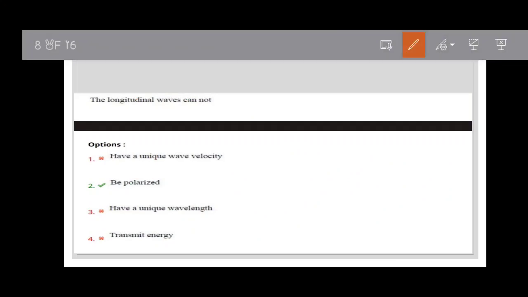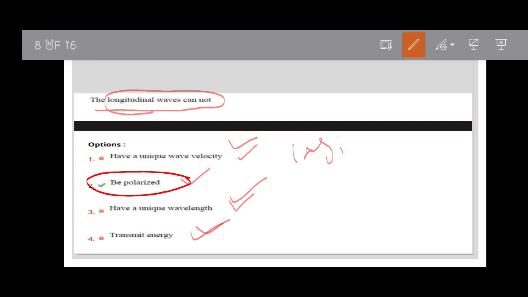Next question, the longitudinal waves cannot, option A have a unique wave velocity, option B be polarized, option C have a unique wavelength, option D transmit energy. He is asking to select the option which is not related to longitudinal waves from these four options. Here the longitudinal waves can have unique wave velocity, can have unique wavelength and can transmit energy, but they cannot be polarized. Longitudinal waves cannot be polarized.